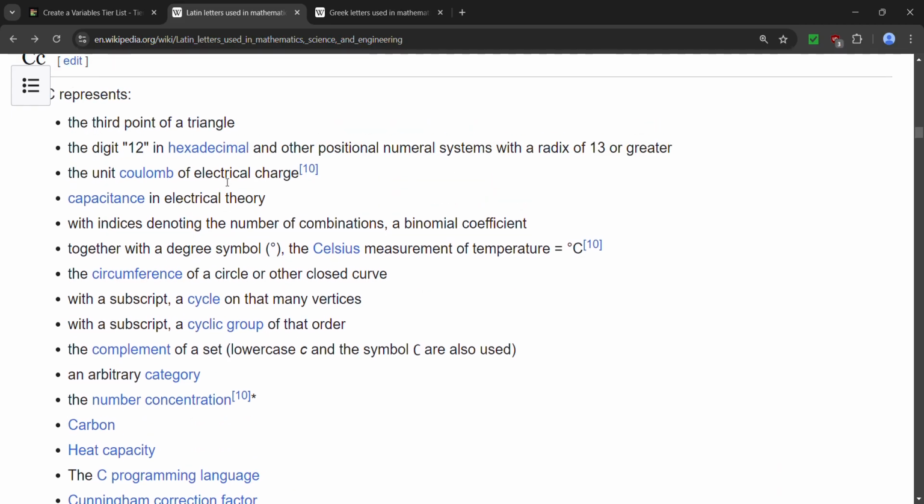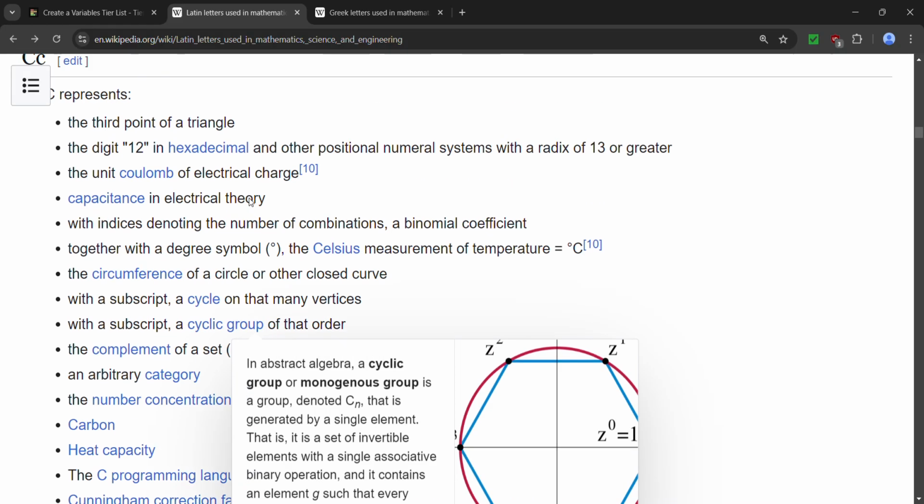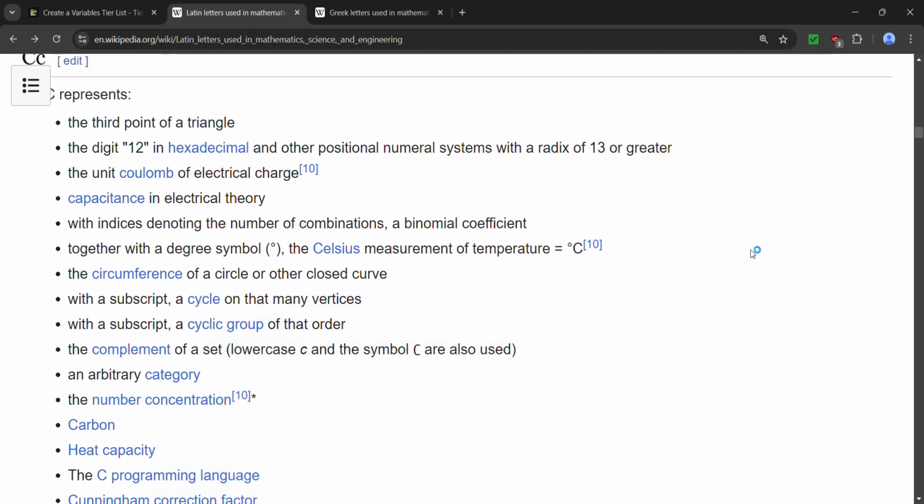As a unit. Capacitance. That's good. And another thing we got to give C credit for: most of the symbols that C represents also start with C, right? Because when you have all these Greek variables that represent symbols, none of the words we use start with Greek letters, right? Because we're not speaking Greek, right?